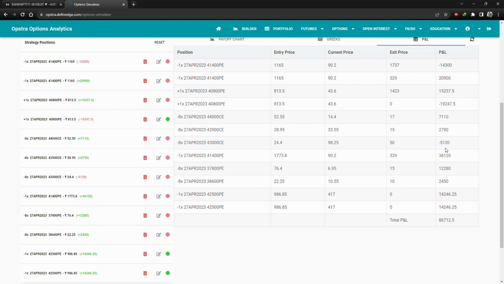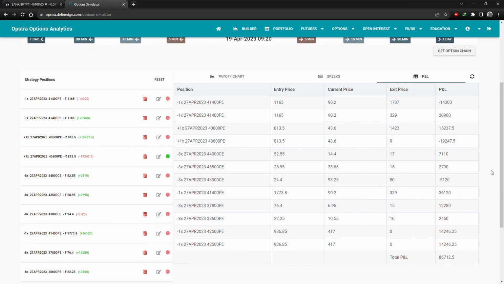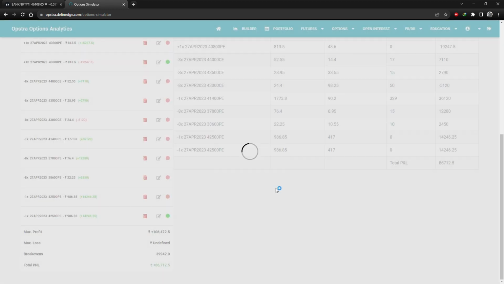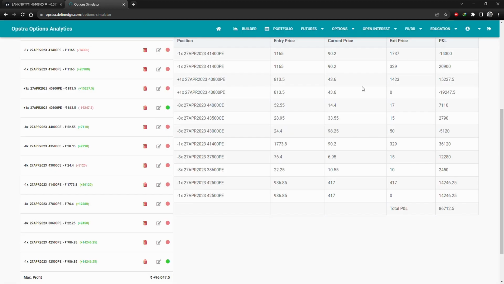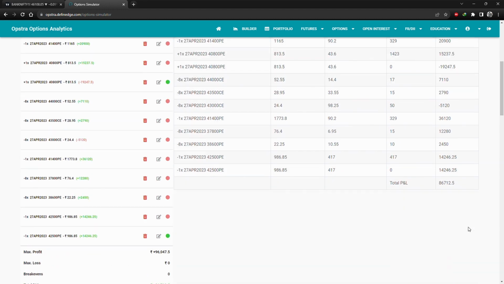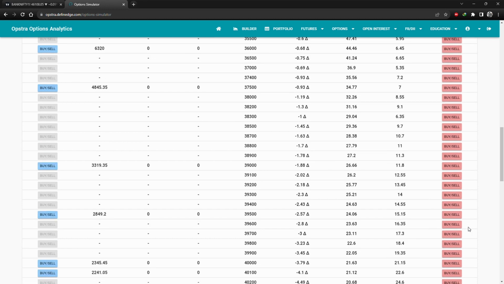Since the market has gone down, we need to do our adjustment in the direction of the bearish move. So what I'm going to do is square off one of the put sell options, which is at 417 rupees, and add a put buy option. I'm going to buy the option of 40,800, which has a 43 rupees premium. Let's go to the options chain.